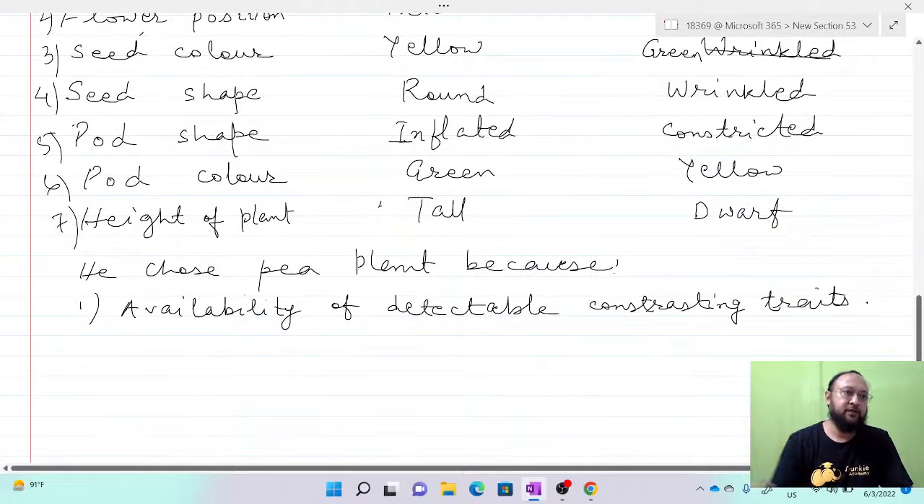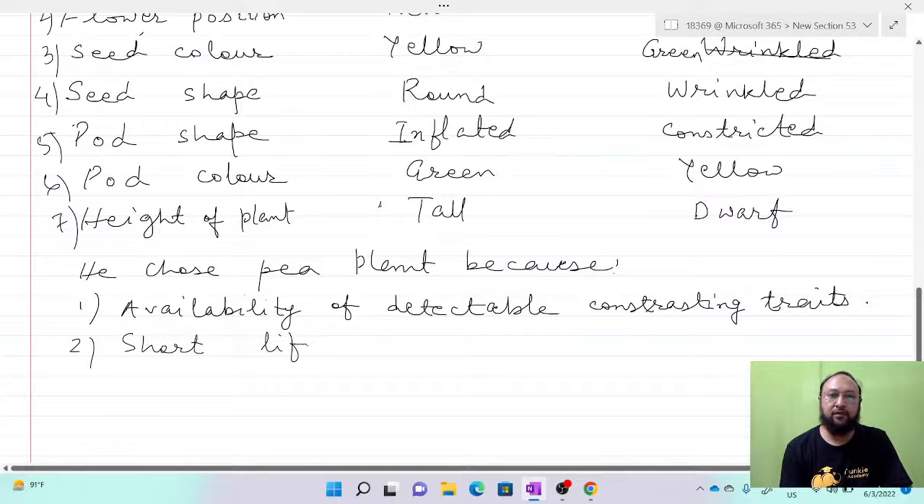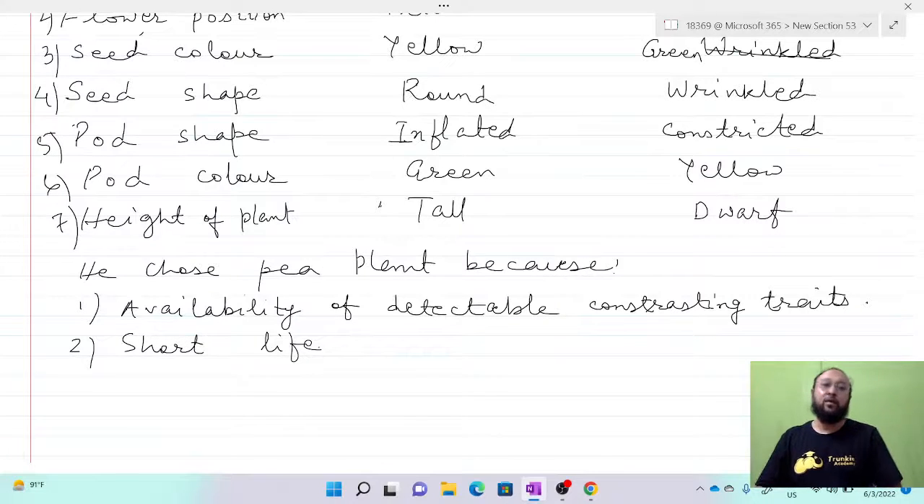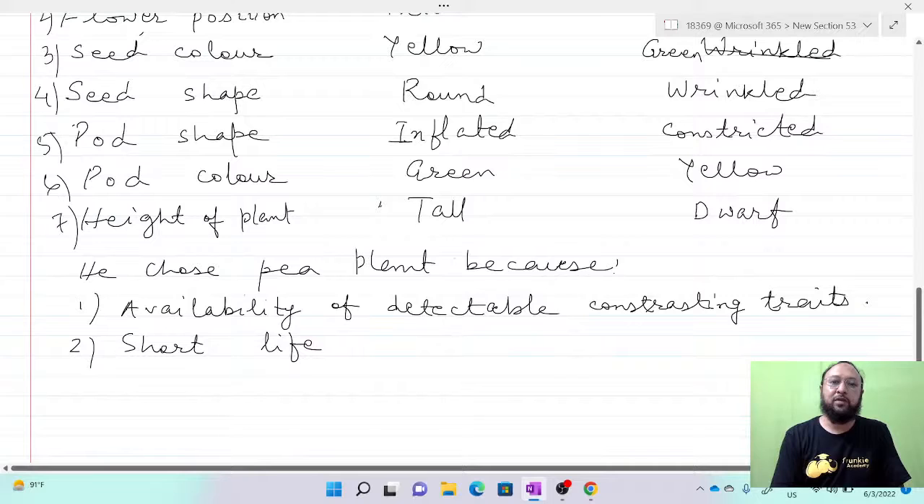Short lifespan is another important point, number 2. If he had chosen a plant with a very long life cycle, he would have to wait a very long period of time to get the first generation and second generation. That would not be feasible. So short lifespan is another advantage of this plant.